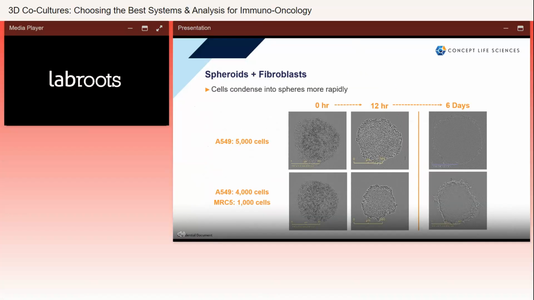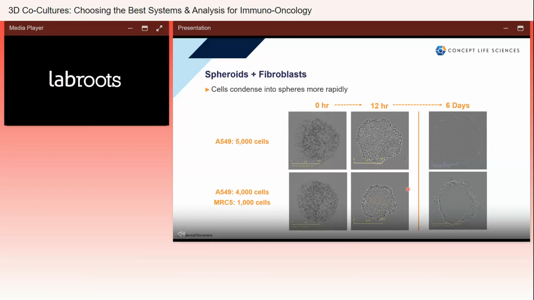Something you will notice if you do incorporate fibroblasts is the speed that these spheroids form. Here's an example of A549. We have 5,000 cells in both cases, so 5,000 A549s, or 5,000 cells in total with 4,000 A549s and 1,000 fibroblasts, which are MRC5s in this case. After 12 hours, you can still see the single cells. It has started to contract a little bit, but it's not gone too far. But with the incorporation of the fibroblasts, it's contracted quite a lot already.